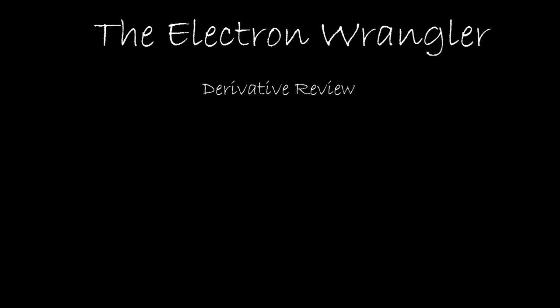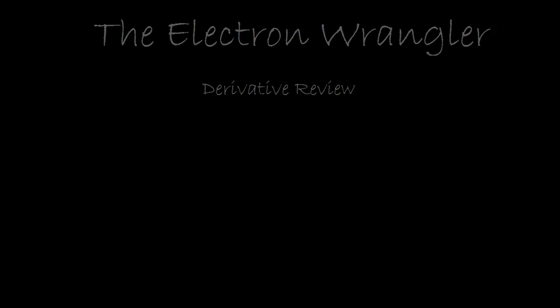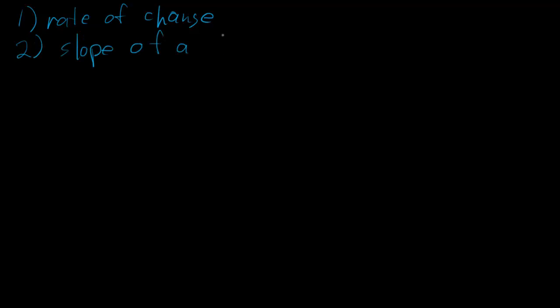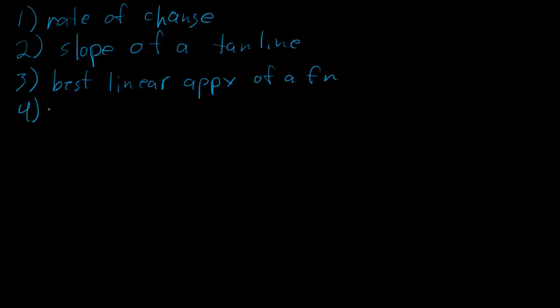First, let's look at what a derivative is. You might think of it as the rate of change. It could be thought of as the slope of a tangent line. It could be thought of as the best linear approximation of a function. It could be thought of as the limit of difference quotients. And if you remember all the way back, this is how we first thought of derivatives in the first place.